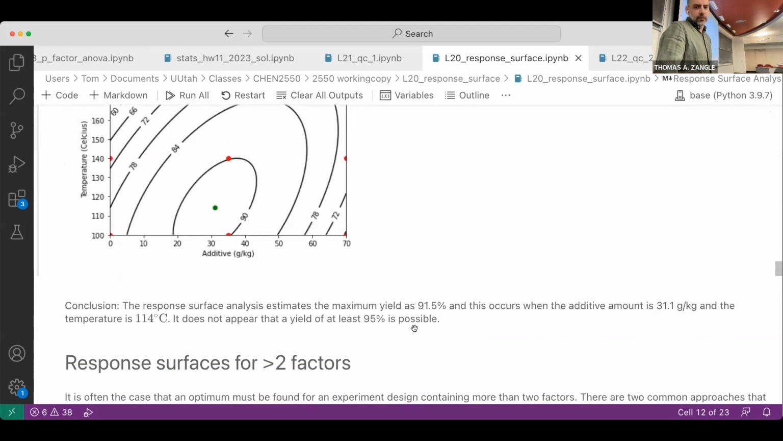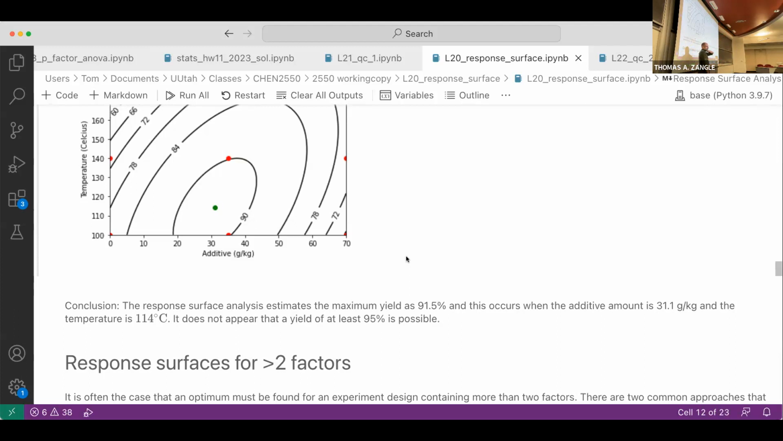It also tells you that since the estimated maximum yield from this is only 92%, then it's likely that your target yield of 95% is not possible, but you might want to run more experiments in order to figure that out. So, we could go further than this into placing confidence intervals on that from the curve fit, but that's where we're going to leave it for this analysis of response surface in this class.